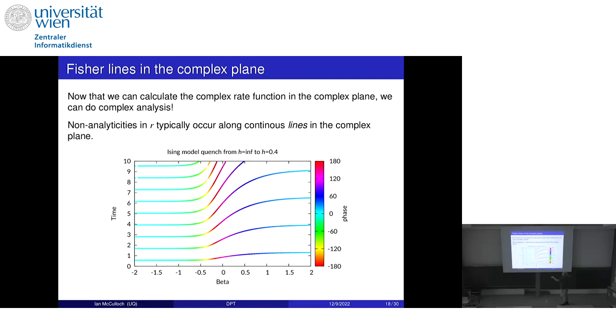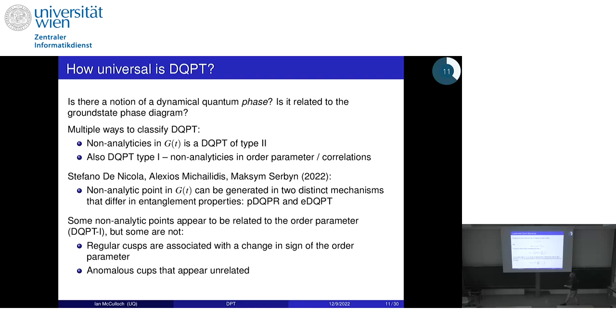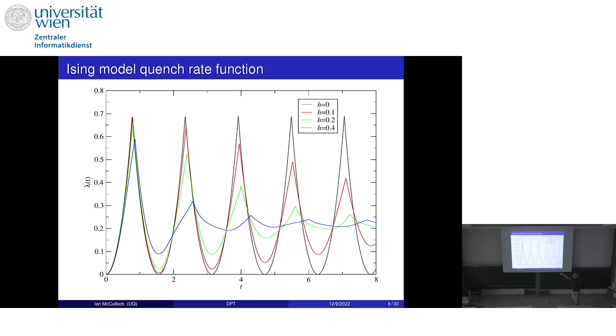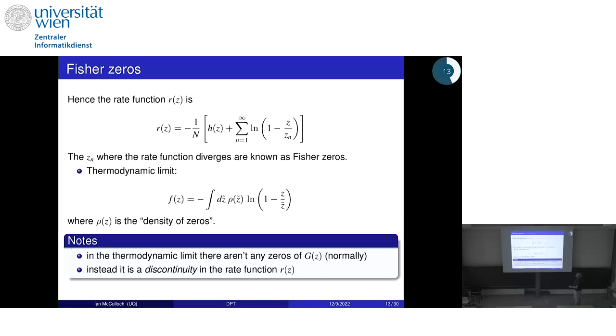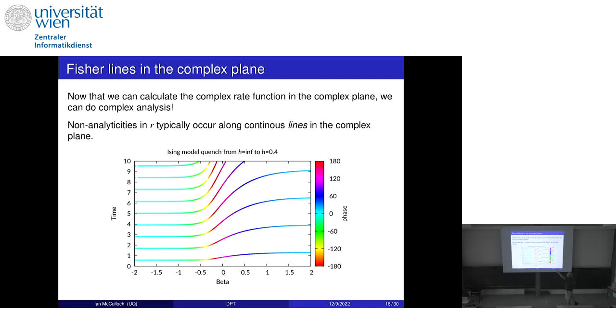So the plot I had before showed, if we go way back here, this one, h equals 0.4, we can see I've got a cusp here. But the location of those cusps, if I go at beta equals 0, I evolve it in time, is the same locations as I've got here. So the color coding is the discontinuity in phase between the two eigenvalues as I go along.